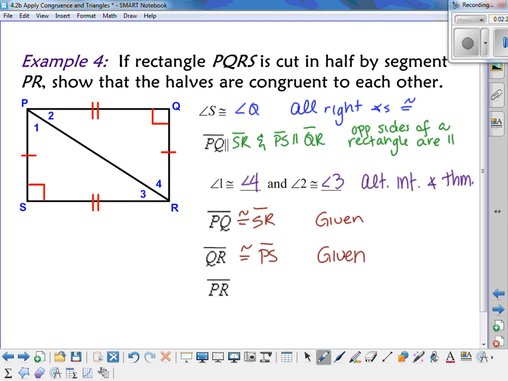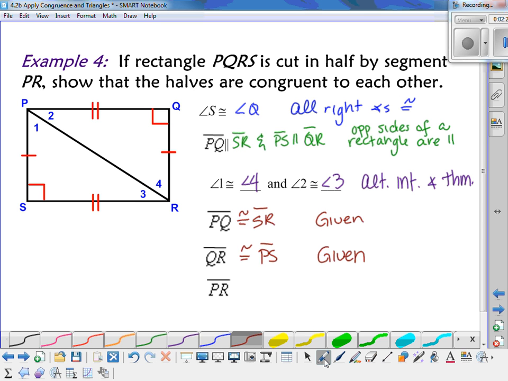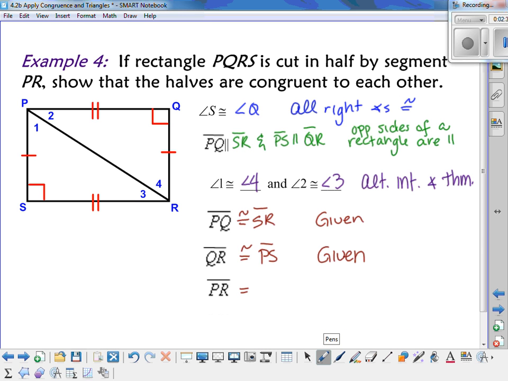And then finally, I haven't said all three sides of the triangle are congruent yet, and PR and RP are the same thing. The triangles are sharing a side, but I still have to say, even though it's obvious that something would be congruent to itself, you still have to state it. And so PR is congruent to RP by the reflexive property for congruence.